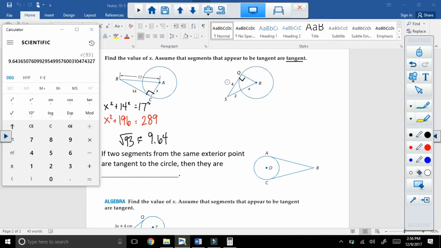For this next one, it's a little trickier. Because when you set up the Pythagorean theorem here, there's a little more algebra work you're going to have to do. The two legs are these two sides here. This first one is 4, but that doesn't specifically tell you that. However, that is a radius, and the radius here is x, so I'm going to go ahead and put that in there.